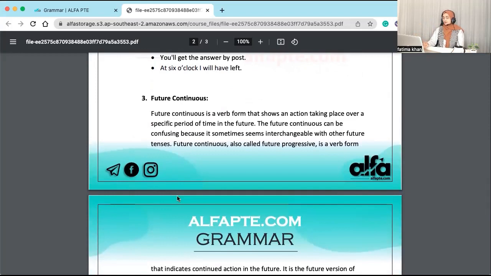Next, future continuous. When do you use future continuous? Future continuous is something that you use will be, then the present participle. Okay. So, for example, it's to show that an action will take place over a specific period of time in the future. Sometimes it's continuous, but it gets confusing. But it can show the likelihood of something.